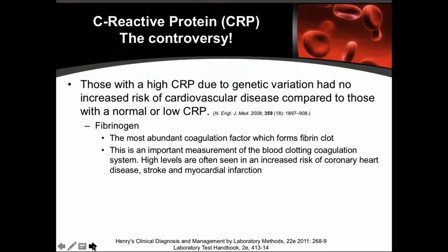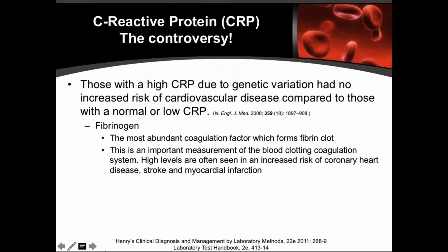Okay, let's talk about the controversy. Those with a high CRP due to genetic variation had no increased risk of cardiovascular disease compared to those with normal. I know that sounds like nothing, but it really does work itself into your generation of differential diagnoses.